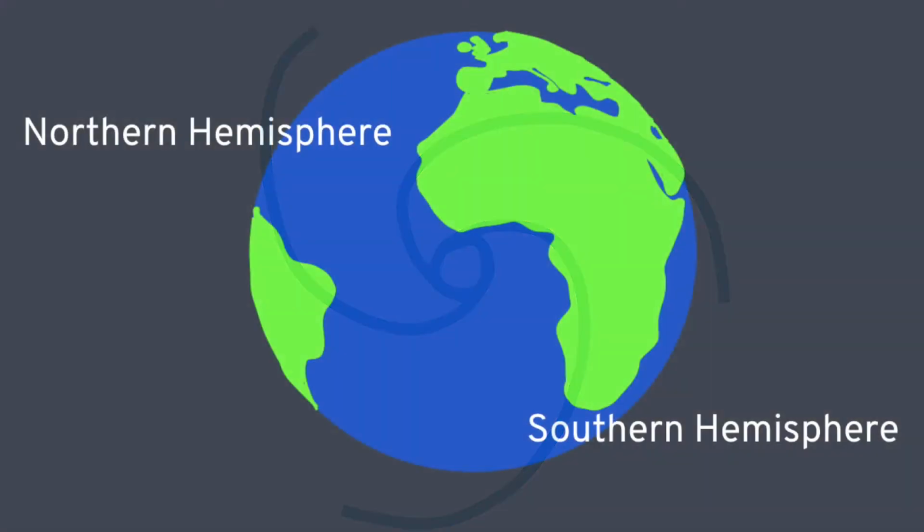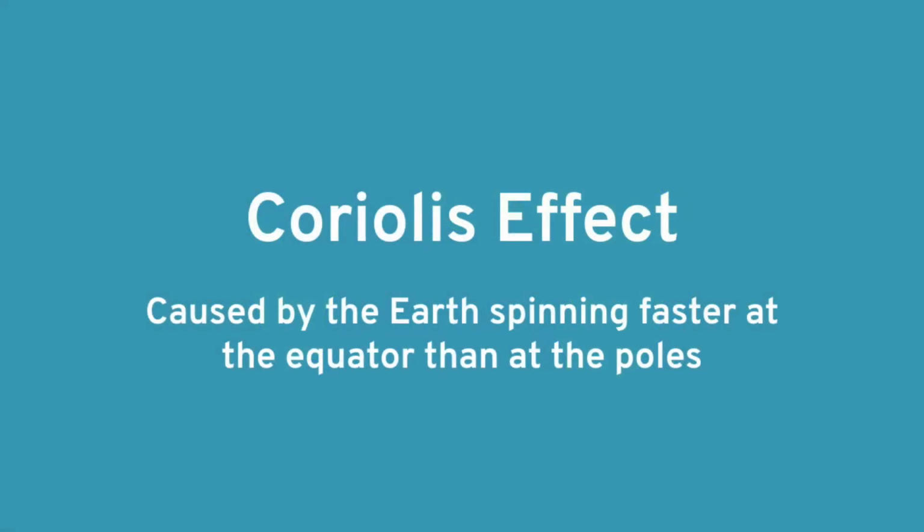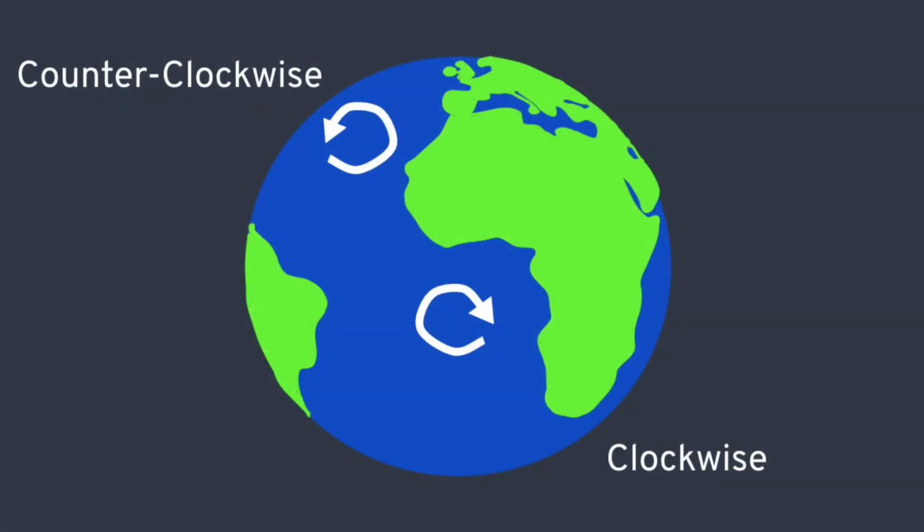The direction a hurricane spins, or spirals, will differ depending on whether the hurricane is in the northern or southern hemisphere. This is due to the Coriolis Effect, which is caused by the fact that the Earth spins faster at the equator than at the poles. Hurricanes will rotate counterclockwise in the northern hemisphere, but in the southern hemisphere they will rotate clockwise.